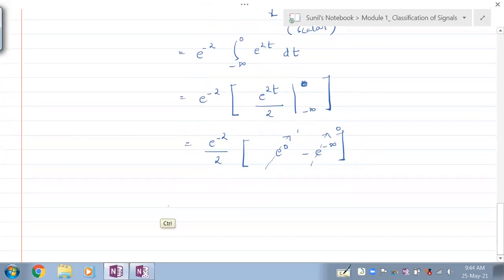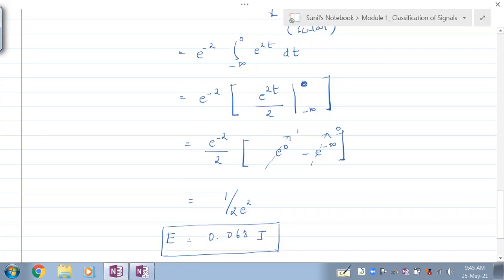So in that sense, you'll be left with 1 by 2 into e squared. If you see what is 1 by 2 into e square, you will see that you get that number to be 0.068. Again, it is neither 0 nor infinity. It is a finite number. So the given signal is energy only. Is this okay with you? So this is how we have to be finding out the energy.